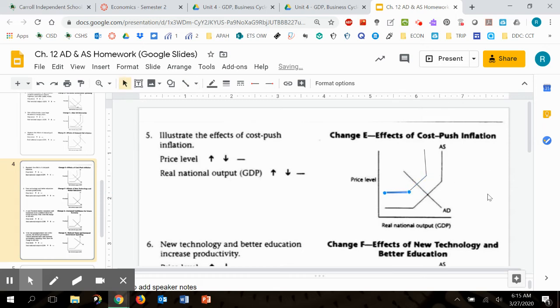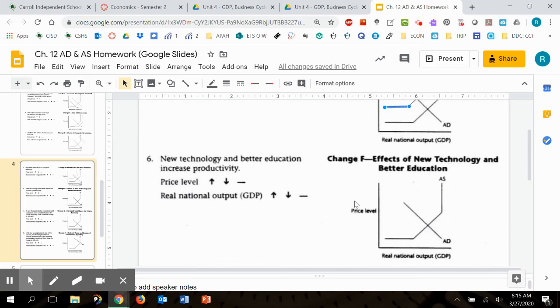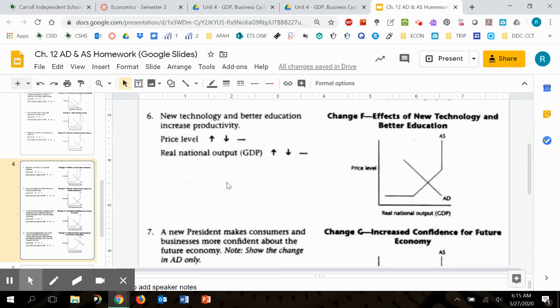Okay. All right, so there's a shift backward in the curve. Now, I've just kind of zipped through this. I hope that you guys can see that's going to cause a higher price level. That's also going to cause a fall in real GDP. So you have here a picture of stagflation that's really, really hard to fix. So we want to watch out for that, okay?